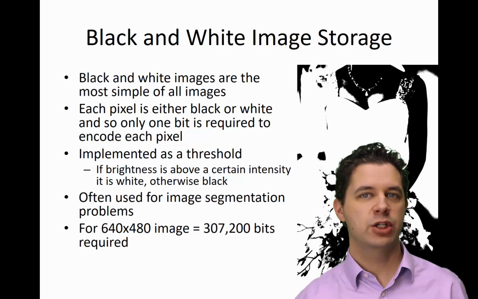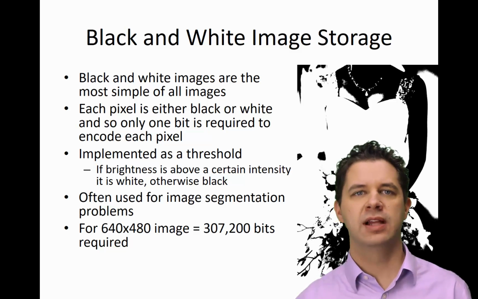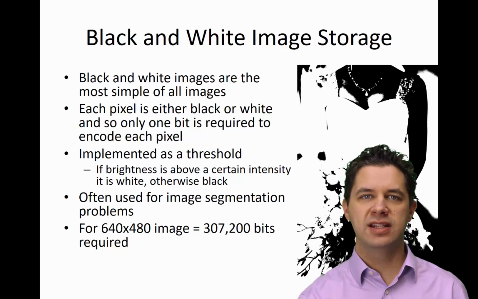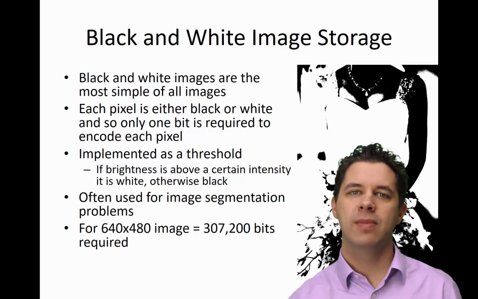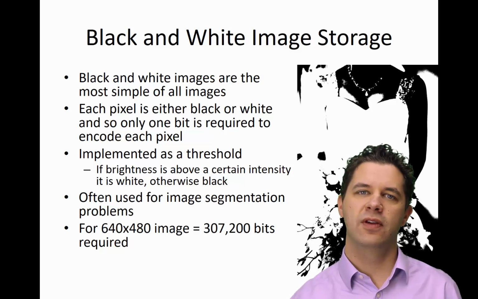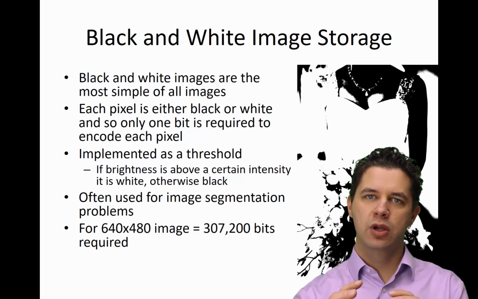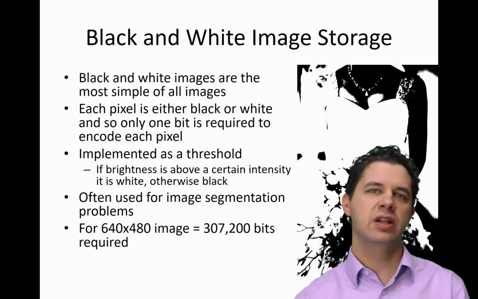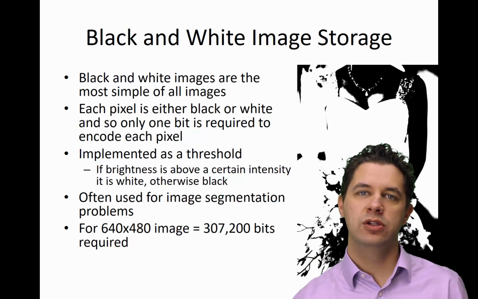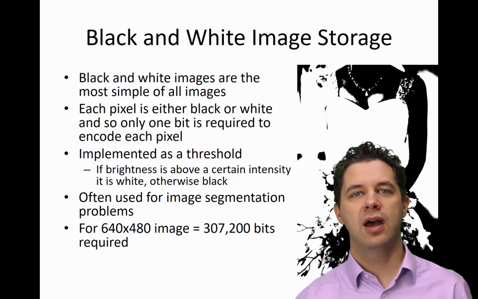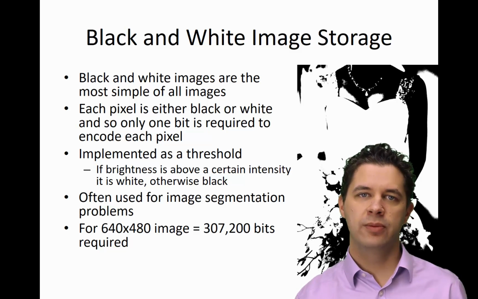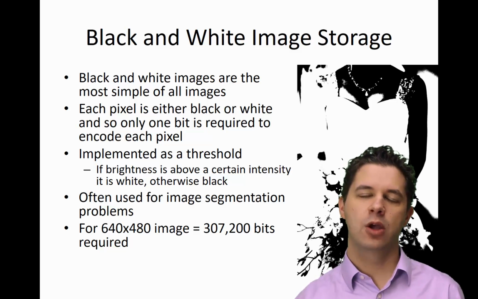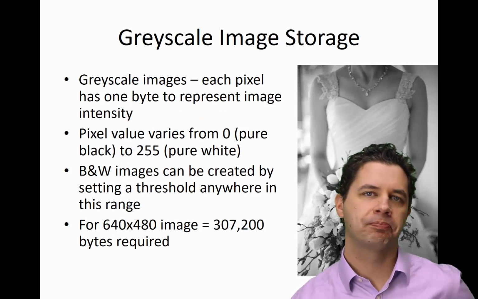And we typically do this as a threshold. And the threshold's a common operation that we'll see later on. So if the brightness is above a certain intensity, we make it white. Otherwise, if it's below that threshold intensity, we make it black. And this is something that we often use for image segmentation problems, where we're trying to segment an image and look for key features within an image or something like that. One place we might use it to great effect is identifying fiducial markers within an image. So for our 640 by 480 raw image, we only need 307,200 bits because one bit encodes each pixel, and we have that many pixels.